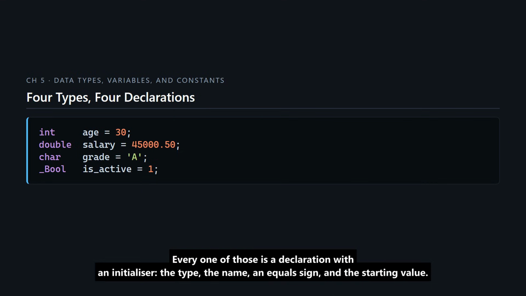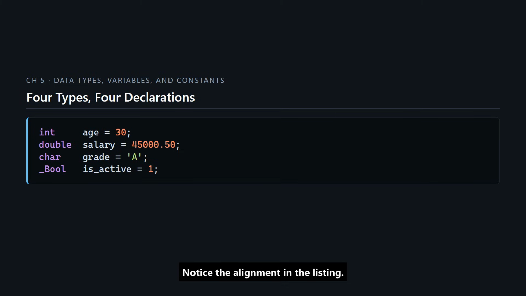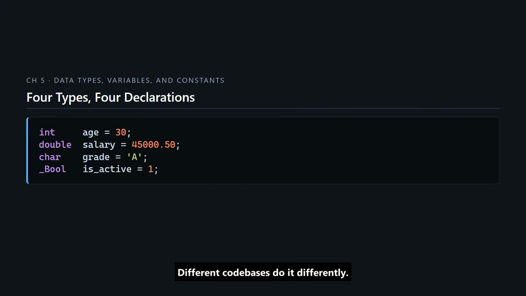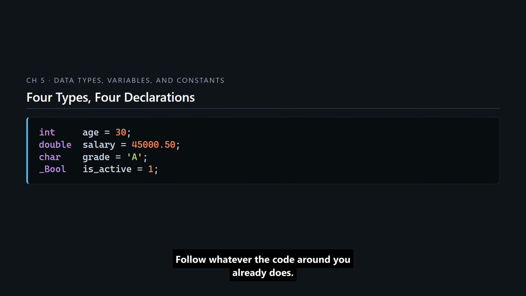Every one of those is a declaration with an initializer: the type, the name, an equals sign, and the starting value. Notice the alignment in the listing. That is a style choice, not a requirement. The compiler does not care about whitespace, but a column of aligned names is genuinely easier to scan when a block of declarations grows to a dozen lines. Different code bases do it differently. Follow whatever the code around you already does.